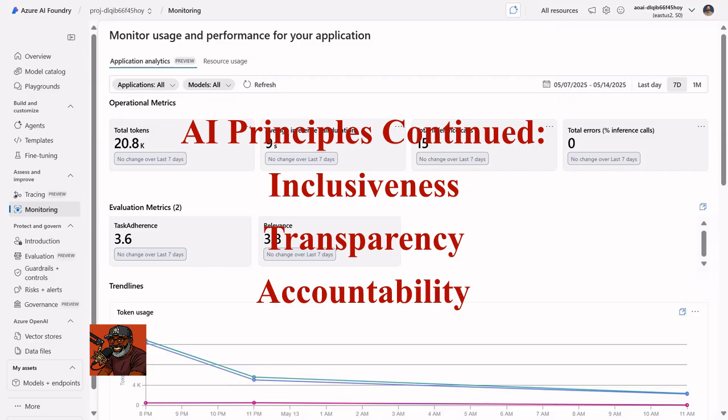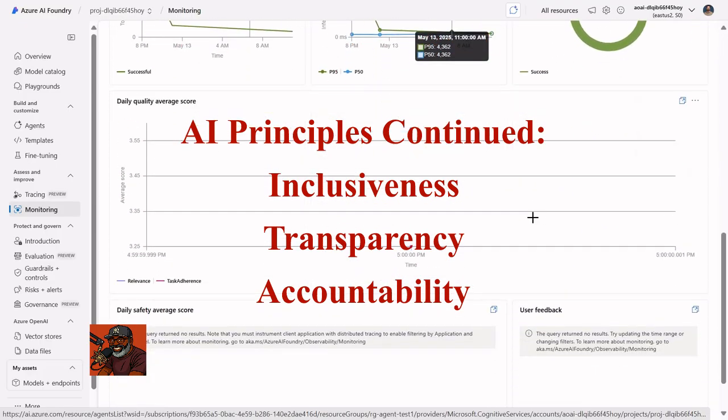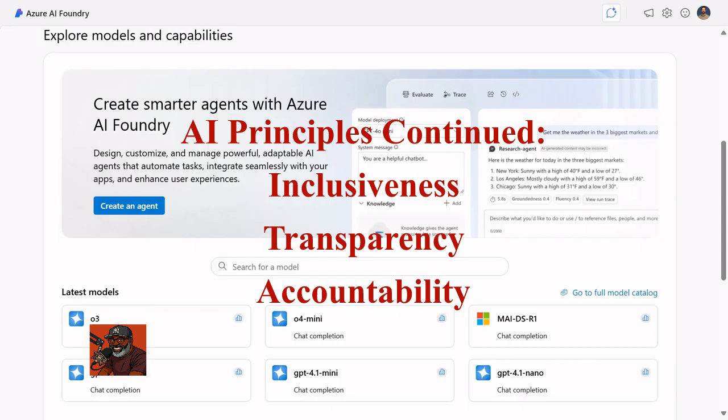Inclusiveness is the fourth one. It needs to work for everybody. It can't just work for a certain segment of the population. AI is for everybody. It empowers everyone, not just the technical users. Anybody should be able to use it, and it should be accessible across all roles and all skill levels.